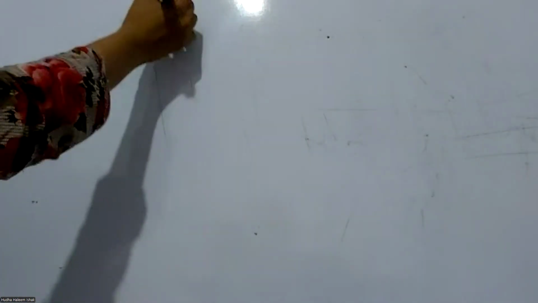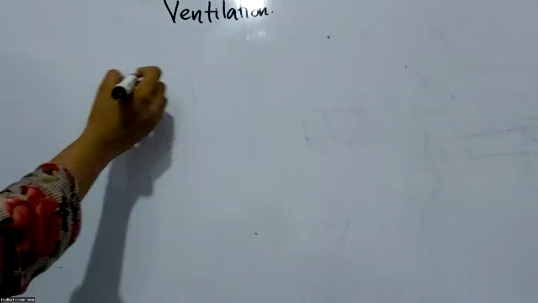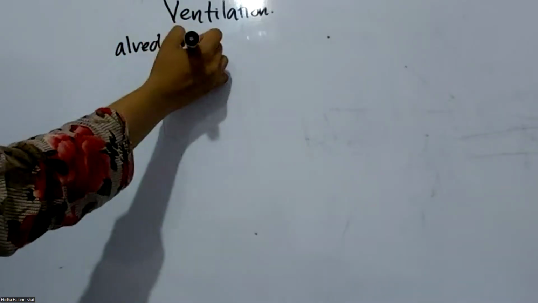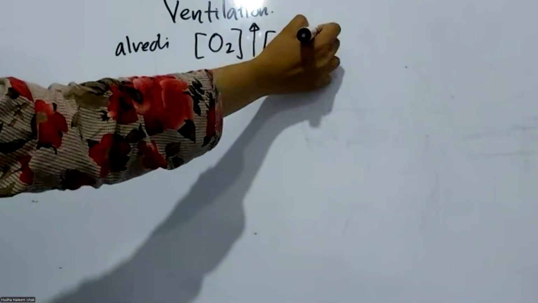So today what we are going to see is the mechanism of ventilation in the lungs. Okay, ventilation is very important because we have to maintain a high oxygen concentration inside the alveoli and low carbon dioxide concentration inside the alveoli. Why do we require ventilation? Because in the alveoli, we have to maintain high concentration of oxygen and low concentration of carbon dioxide.